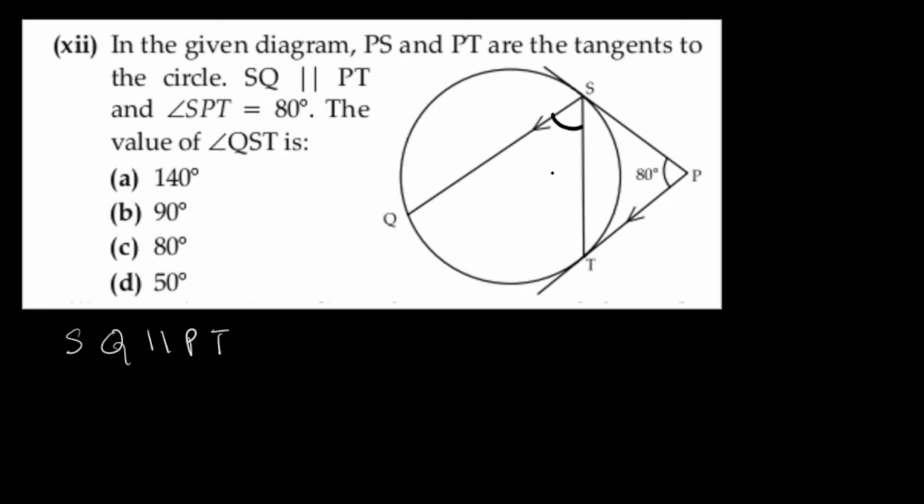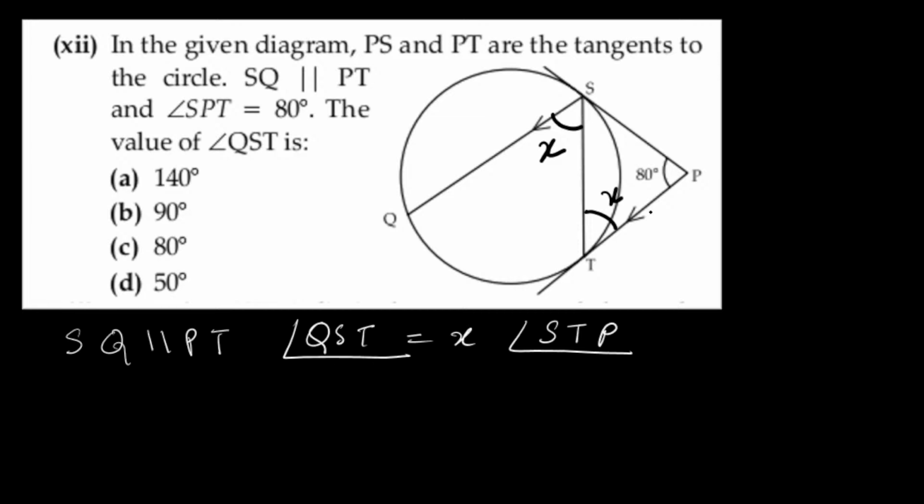If lines are parallel, the angle which I have to find, QST, I am just assuming as X. And this X will be equals to alternate angles. So this angle is equals to STP. So that means if this is X, this is also equals to X.